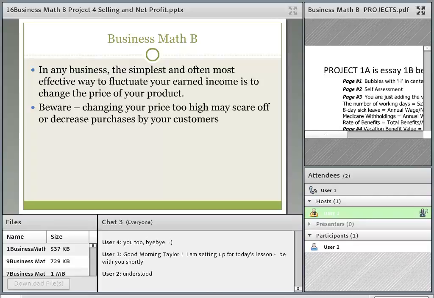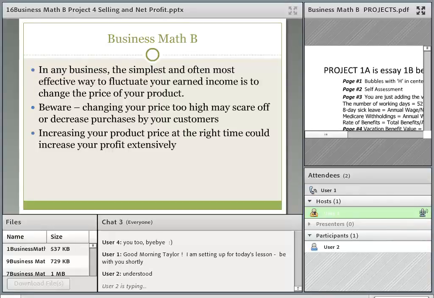But you have to be aware. You need to be aware that if you change your price, it will affect things. If it's too high, it might scare off current customers, or it may not change your customer base. It may decrease purchases. However, if you increase your product price at the right time, you can increase your profit extensively.